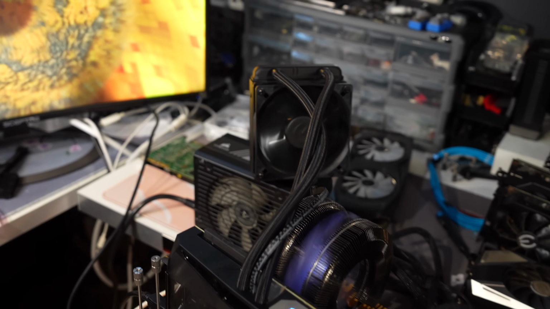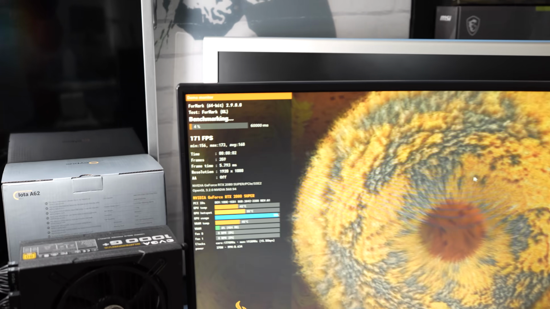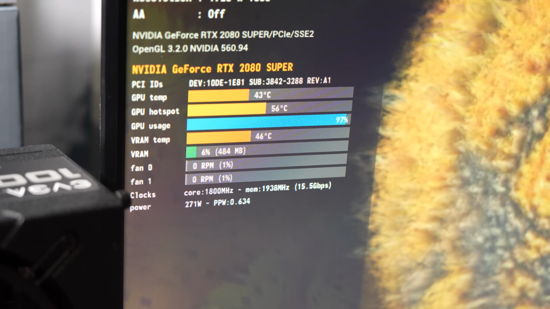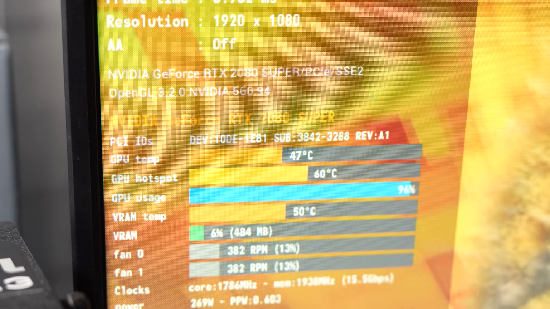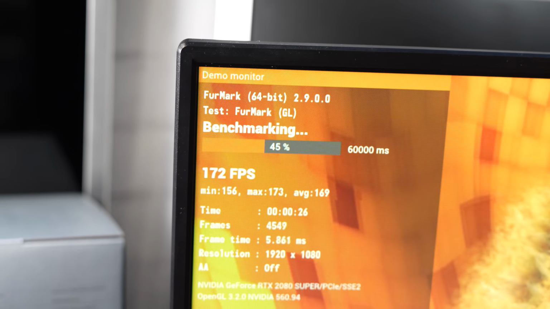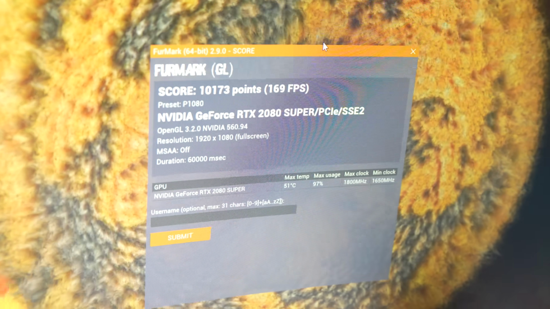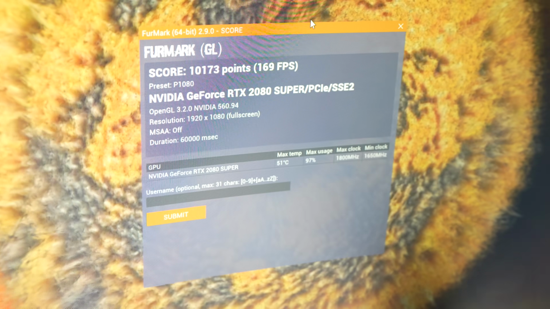So we're gonna be running some FurMark here on this 2080 just so that we know it's okay when we put it in his system. We're sitting around 46 right now and we're halfway through the benchmark. So, all right, we got a 10,173, which is really decent.